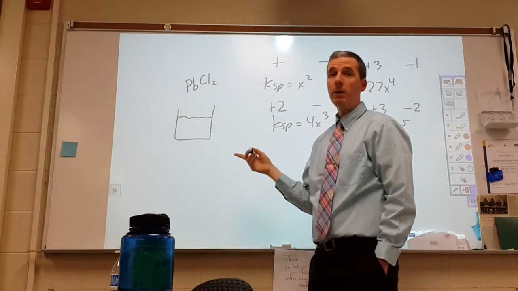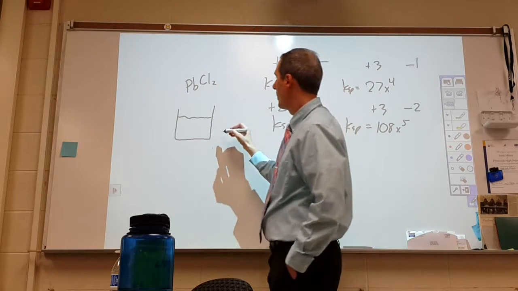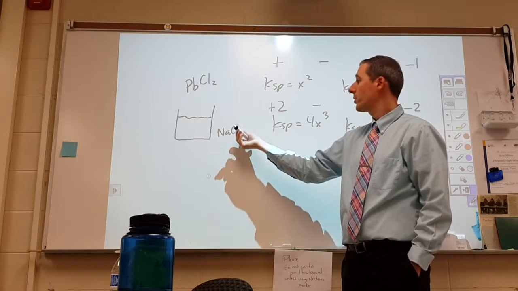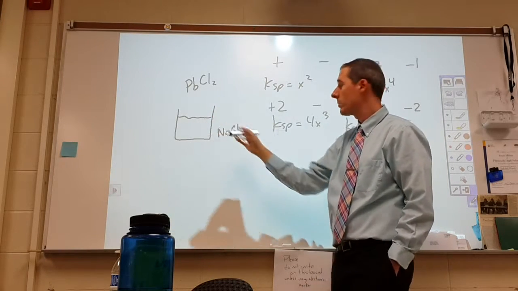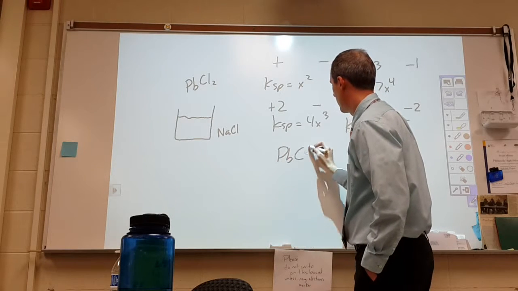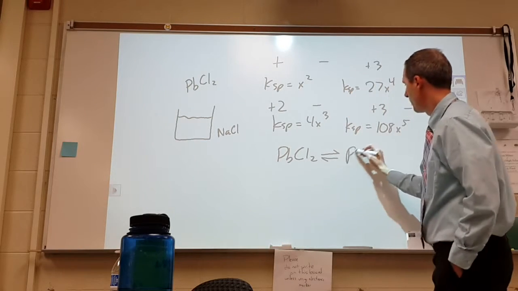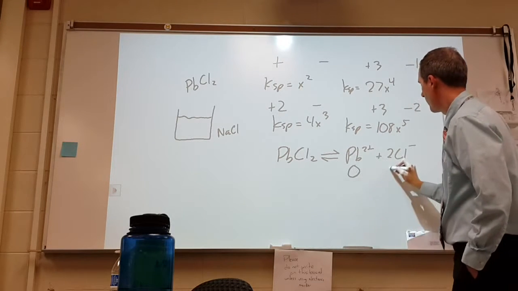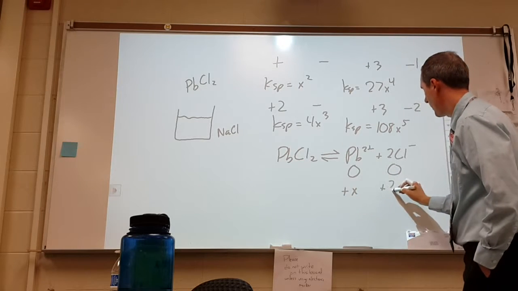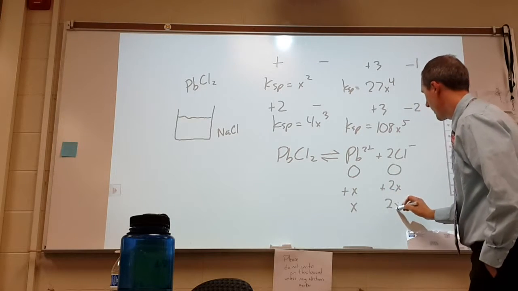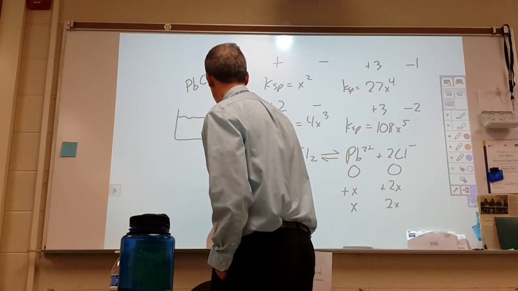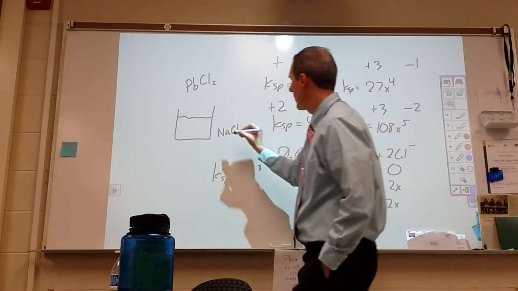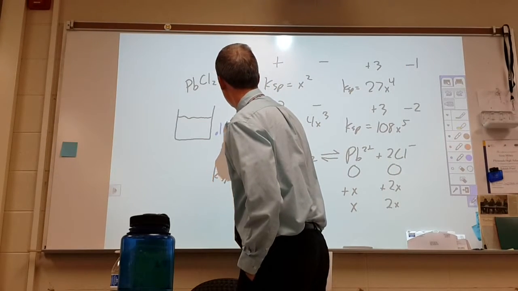Let's say I want to figure out the solubility of lead chloride, and I put it into a sodium chloride solution. The fact that there's already chloride there will actually greatly reduce the solubility of this, because watch the chart for this. So normally, if we did this problem and we didn't have chloride present, we would start with 0, we'd add x, we'd add 2x, end up with x, 2x, and so we'd end up with a KSP equal to 4x cubed. But let's say instead, now I'm going to dump this into a solution of 0.1 molar NaCl.